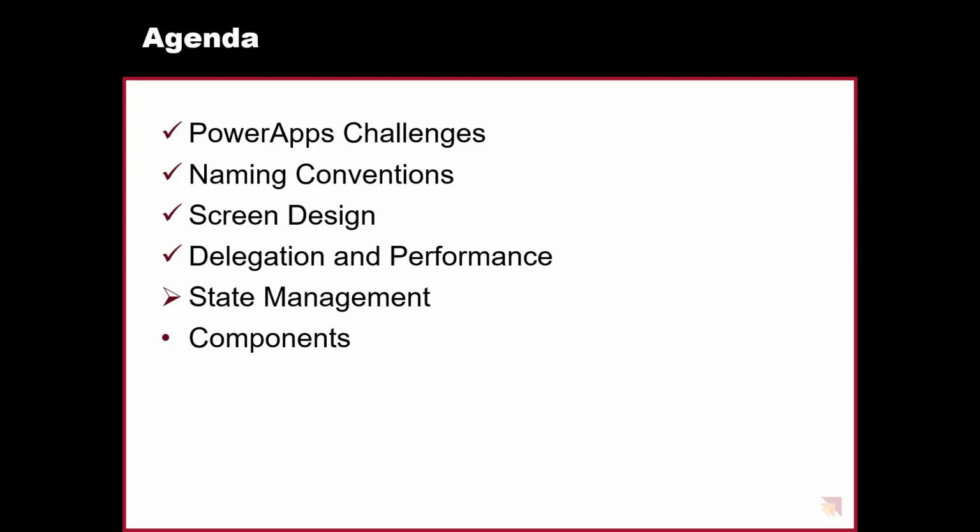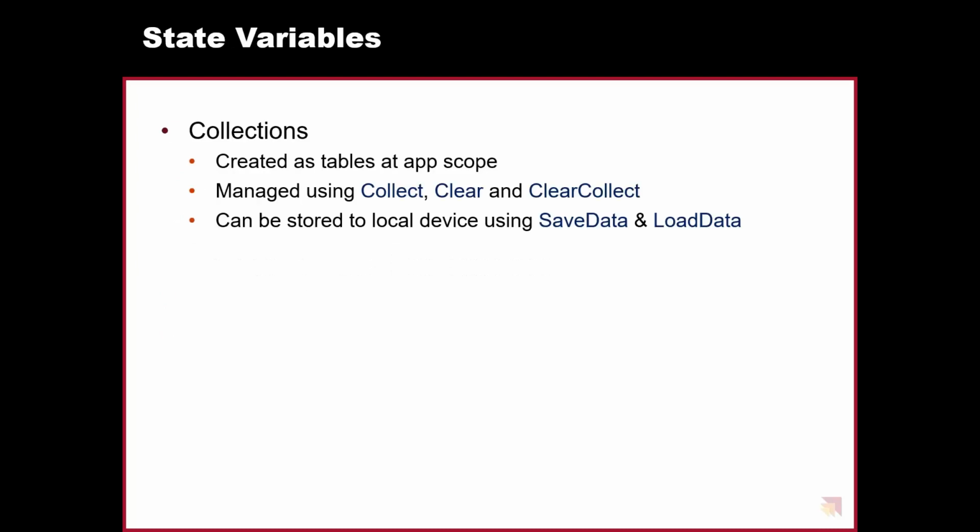Okay. Now, next thing I want to do is talk a little bit about state management and some of the ways that we solve problems. Now, you can have one control change a property value on another control. You can have one control change the state, whether it's a collection or a global variable or a local variable, and the other control can have a dynamic property that reads that. So what we tend to work with a lot is collections.